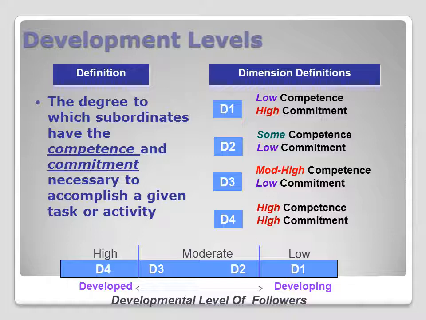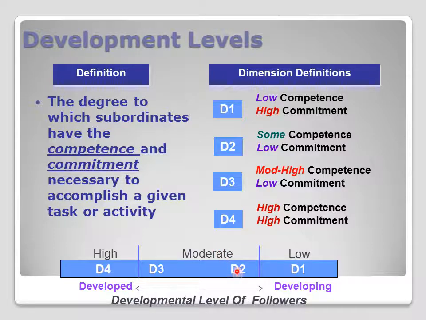So again, this is situational independence. So you see down here in what's considered D1 that they have a very low competence but perhaps a high commitment. So in other words, they're very interested in doing the job, but they have no idea how to do it. And then as we move into D2, which would be considered moderate, they have some competence and very low commitment.